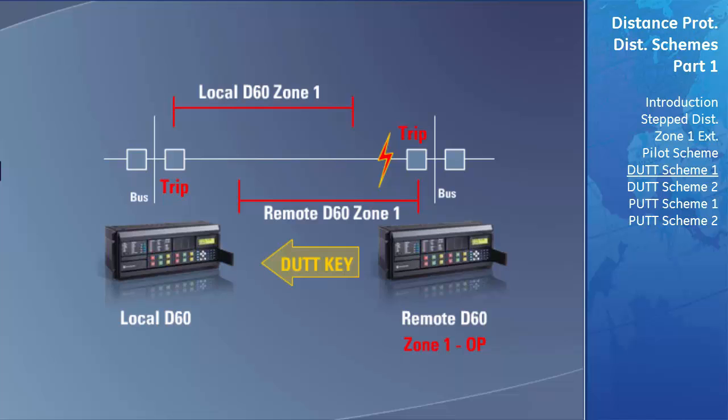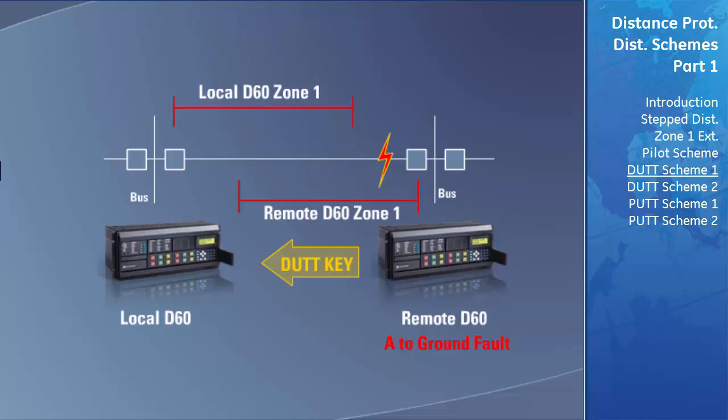The important thing to note with this scheme is that the local relay will trip as soon as it gets a transfer trip signal from the remote relay, without having to have any indication of a fault within its own zones of protection, hence the term direct transfer trip. In conjunction with the phase selector feature we described earlier, the D60 distance elements can determine which phases of the transmission line are faulted. Therefore, the D60 has the ability, through the communication key signals, to let the local D60 know which phases are actually faulted.